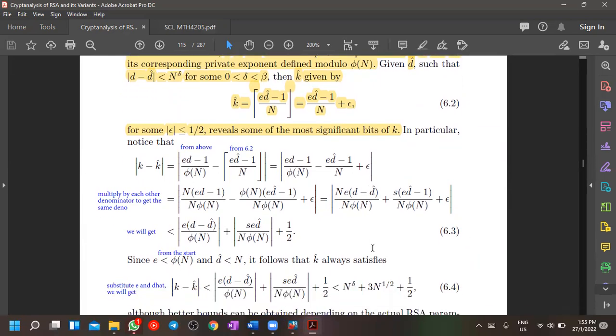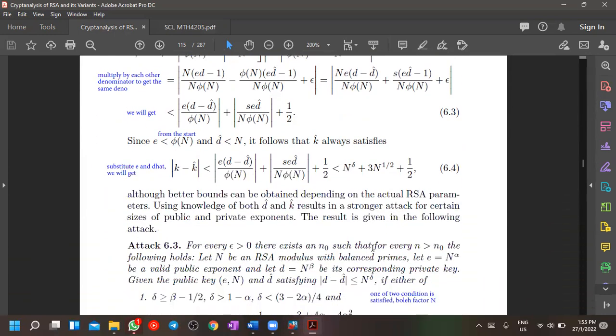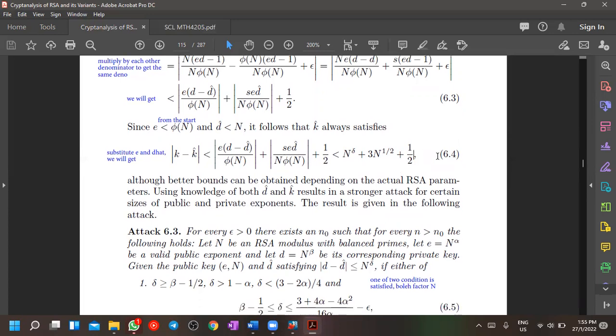And then from here, since e is less than phi n from the start and d hat is less than n, it follows that k hat always satisfies the modulus of k minus k hat is less than this. We substitute e and d hat into this equation and we will get this. We will get this as equation 6.4.